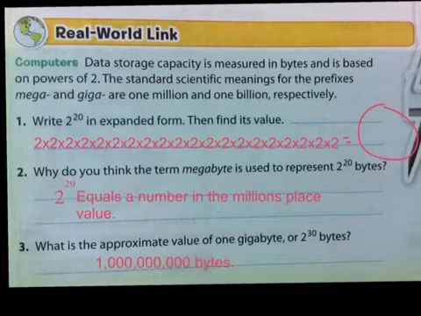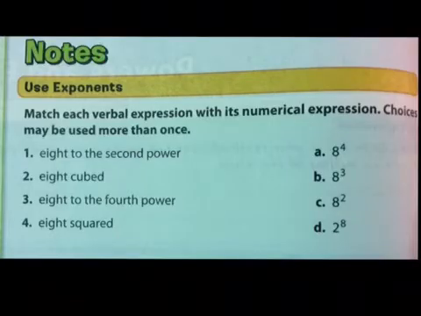About 1 billion bytes. Now let's jump ahead to page 74, where we have to match the words with the numbers. Here we have number 1, 8 to the second power. Well, 8 is our base, and it's to the second power, or to the power of 2. You could also say 8 to the second power. There it is. So just go ahead and draw a line right over. Number 2. 8 cubed. Cubed means to the power of 3. So 8 to the power of 3. There it is. Okay, 8 cubed.